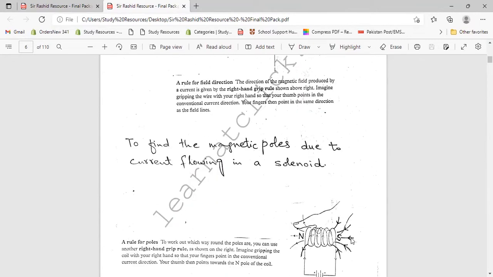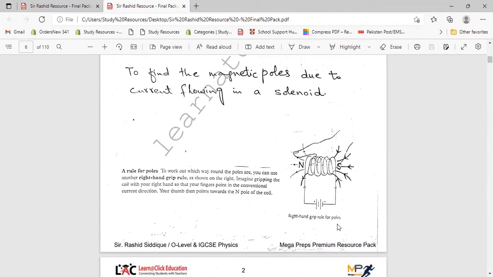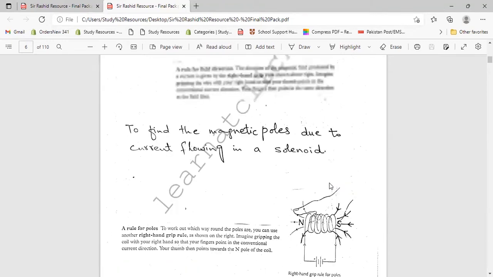Then there is one other important case. If current is flowing in a solenoid, which is a coil, then definitely around the solenoid we get magnetic poles. On one side we get a north pole, on the other side a south pole. In order to find the poles, we apply the right hand grip rule again. This is a very important area, students.